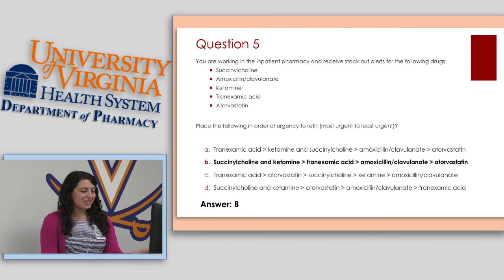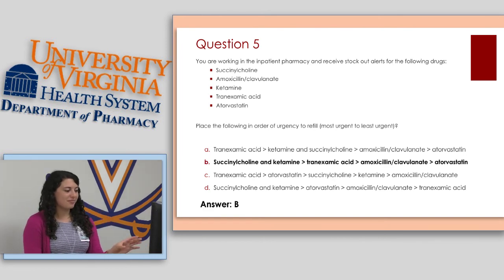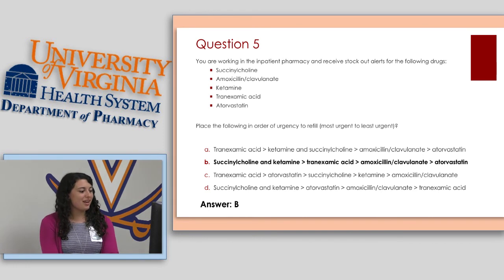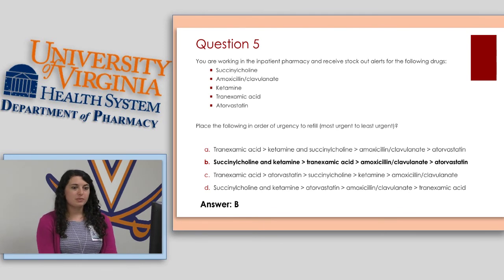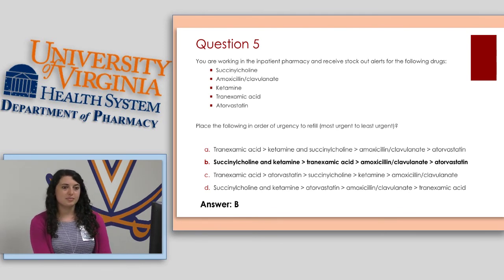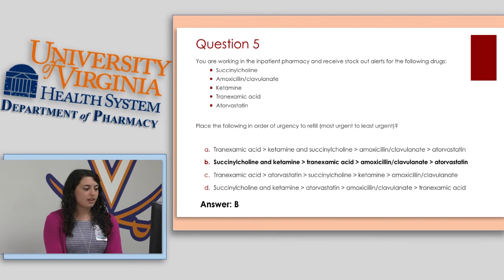Close. Your first choice, the first most urgent medication, was correct. Succinylcholine and ketamine are both emergently needed medications because we use those to intubate a patient. But then we would have tranexamic acid next, because this was the medication we wanted to give within 3 hours of the injury to prevent bleeding.